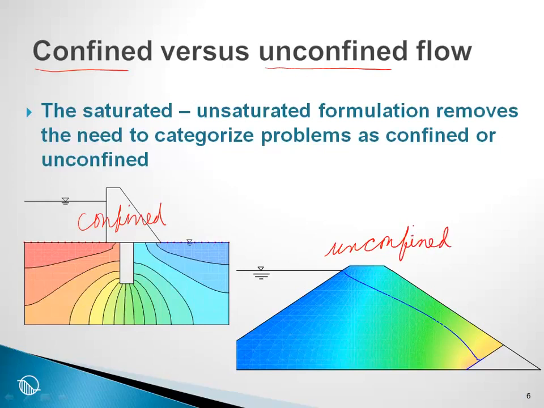When we use a saturated, unsaturated formulation, it removes the need for this categorization. As you will see in SEEP/W, we do not need to categorize the problem between confined and unconfined. When we consider the saturated and unsaturated conditions both in the same problem, there is no need for this categorization, which turns out to be extremely convenient, particularly as you will see when we move into transient analyses.